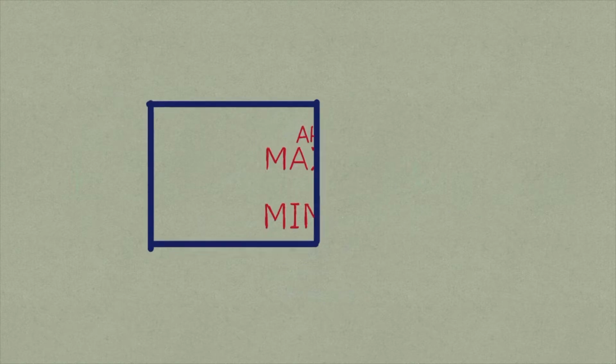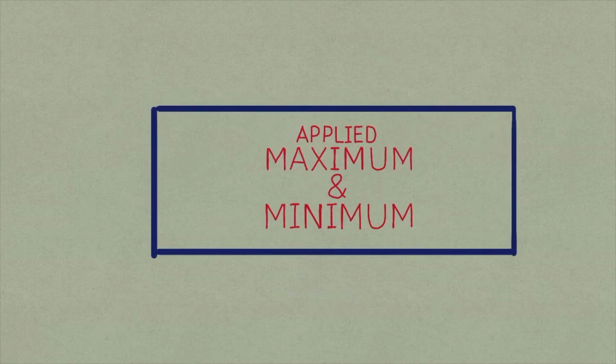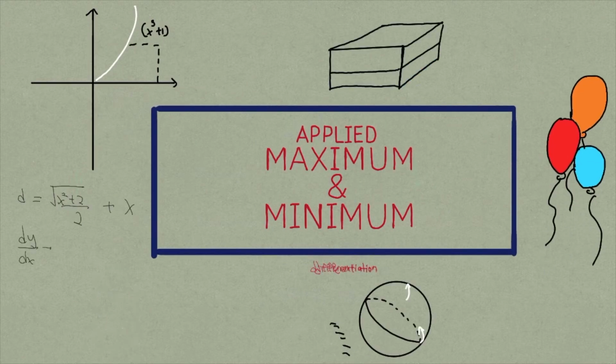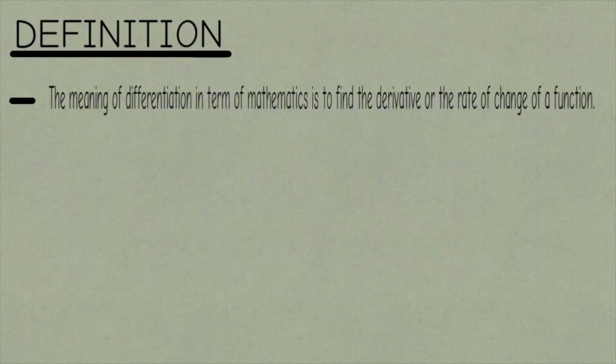And for today, we will be presenting about applied maximum and minimum in differentiation. First of all, what is differentiation? The meaning of differentiation in terms of mathematics is to find the derivative or the rate of change of an equation. In simple terms, we can find a tangent of a function using differentiation.